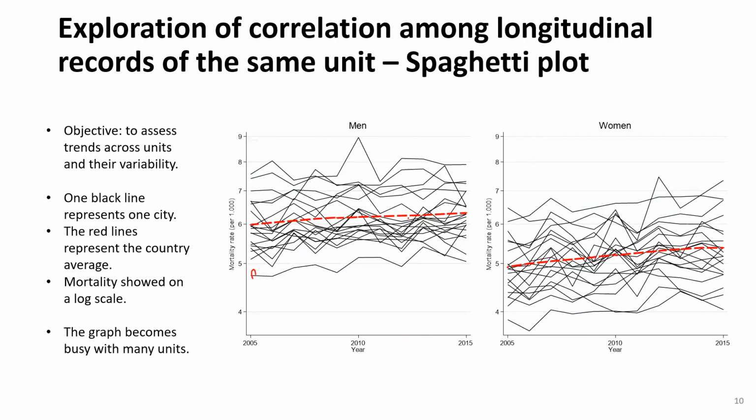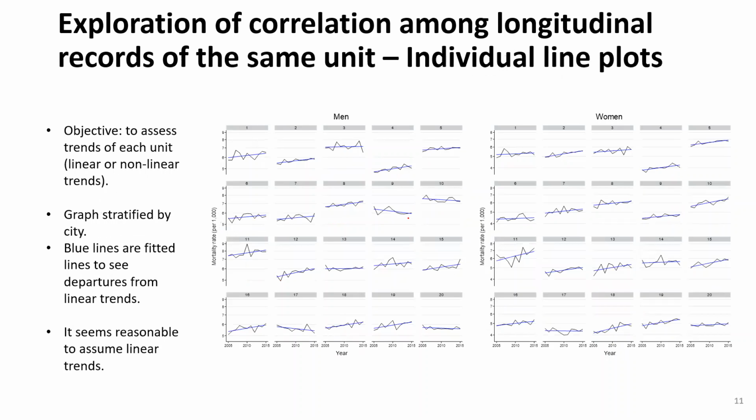And so it was busy, so why don't we separate by city? So for men and women, stratified by city, 1 means city 1, 2 means city 2. And also I superimpose this blue line. This is a fitted straight line on the observed data. The main purpose is to see if we can assume that the trends are linear or not linear.